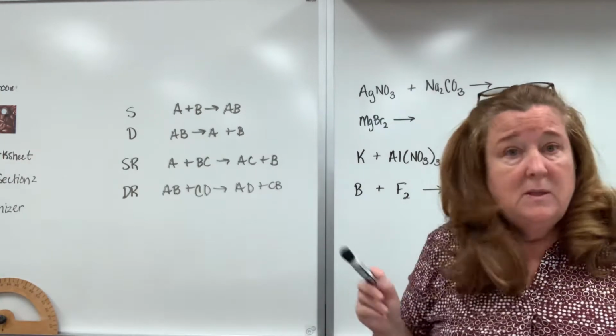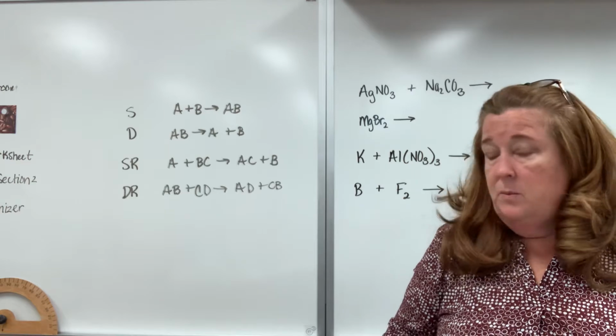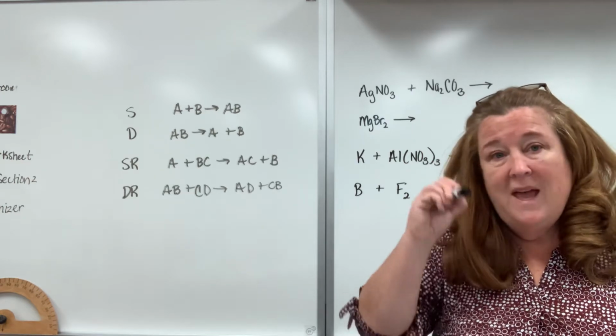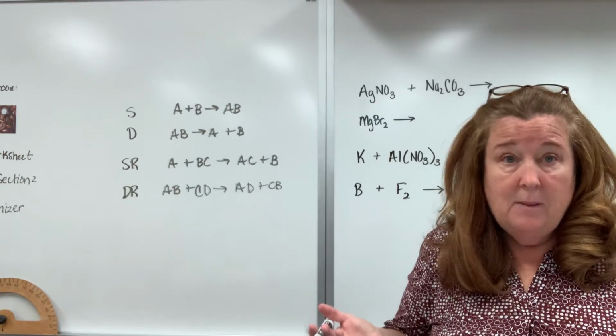The double replacements, in the description of the problem, it will say that a precipitate forms. If a precipitate does not form, then you simply put NR after the arrow. There's no balancing because nothing actually happened.